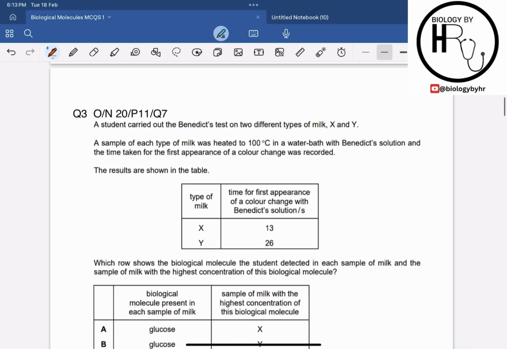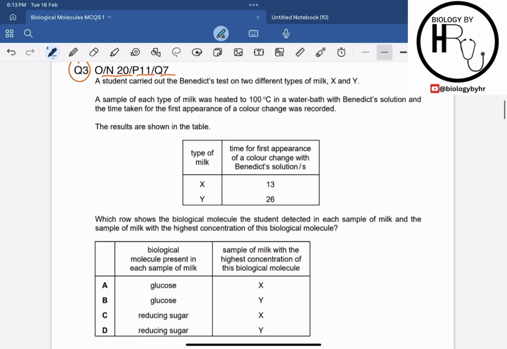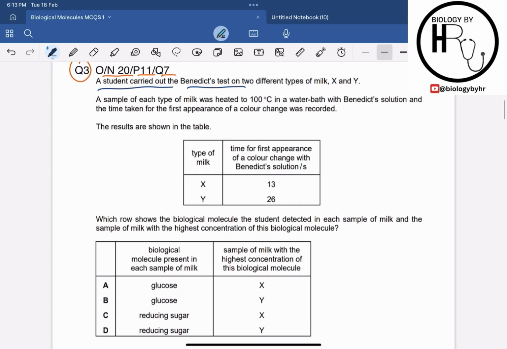Now let's move on to question number 3 over here. Question number 3 is from October-November 2020, paper 1-1, question 7. It says that a student carried out the Benedict test on two different types of the milk, X and Y.